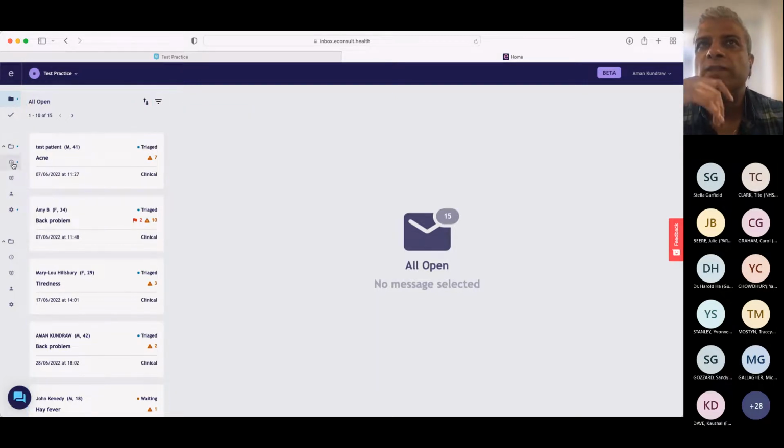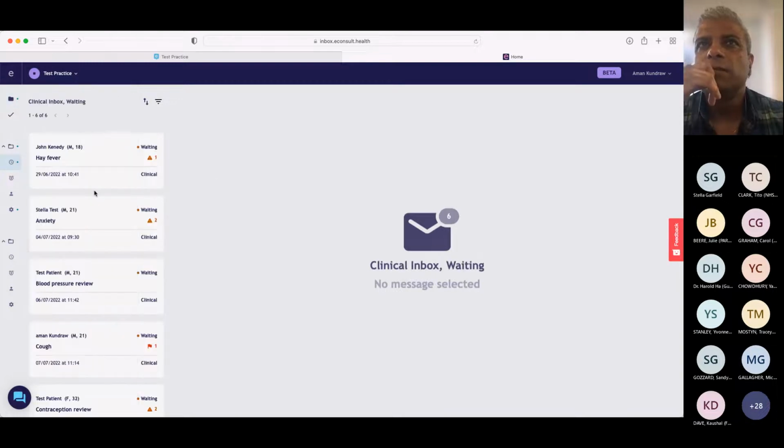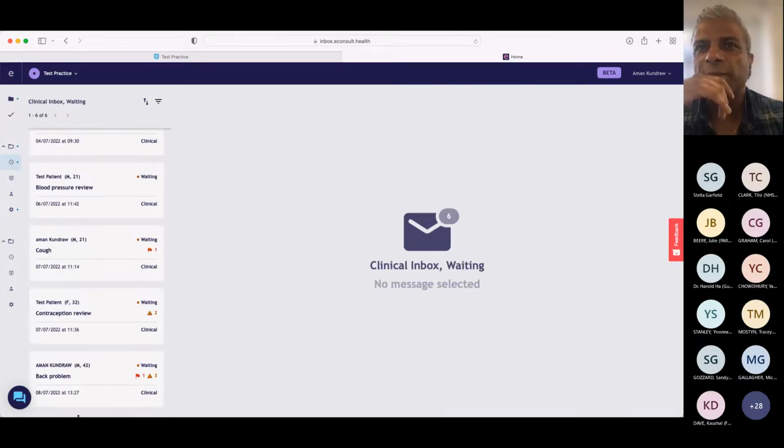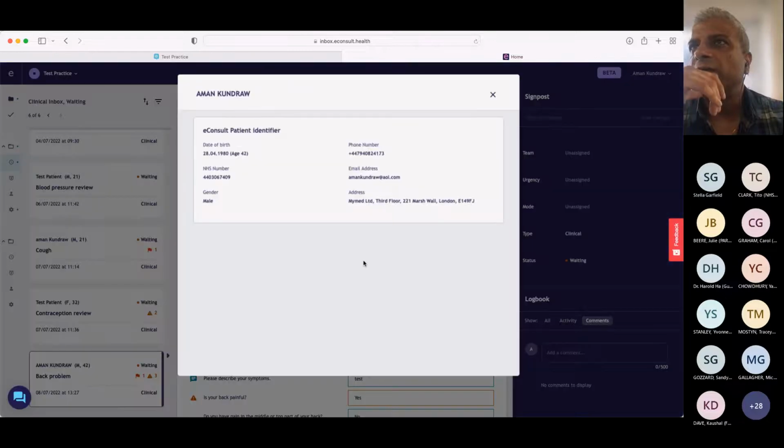Now I'm going to find the consultation that I've just submitted. If I go into waiting, and I go to the bottom, you can see this is the back pain consultation I've just submitted. If I click into that, I've got the unique consultation ID in the top left. I've got the time and date of the submission in the top right. I'll click this drop down here. I can see my details, so my date of birth, my NHS number, which has been pulled from my NHS login credentials, my sex, my contact details, and my home address.